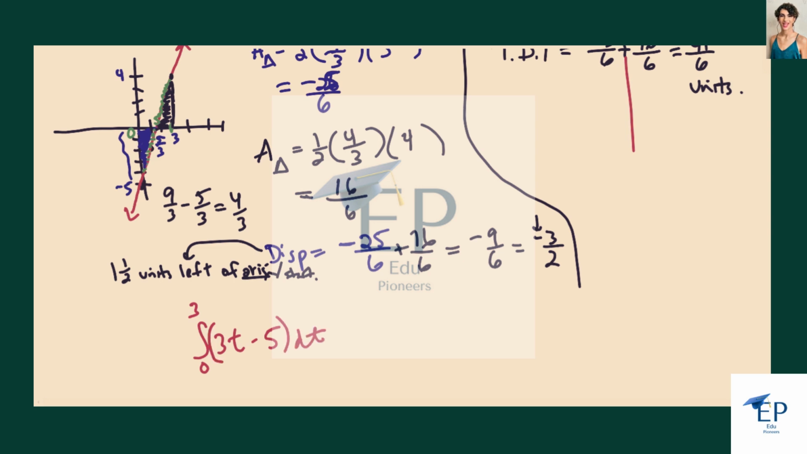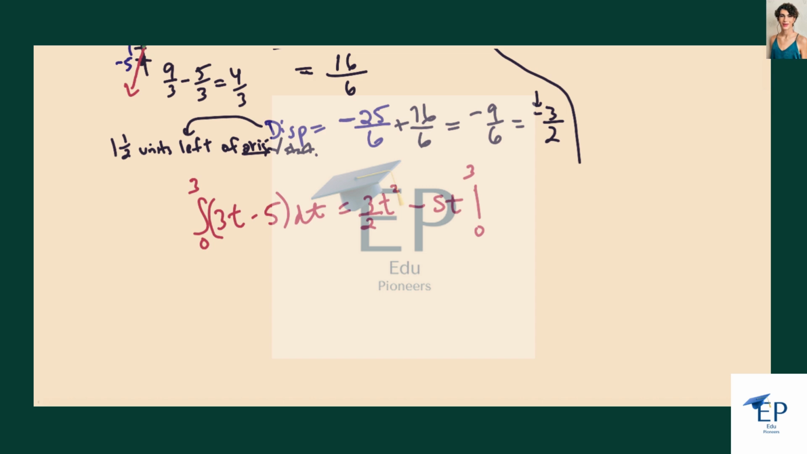So we need to find the antiderivative. The antiderivative of 3t. So remember, you always bump the power up by 1, and then you divide by that new power. So we wind up with 3/2 t squared. And then minus, and then the antiderivative of 5 would be 5t. And we're integrating from 0 to 3. So we are going to use the fundamental theorem of calculus. We are going to plug in the upper bound, which is 3, into t.